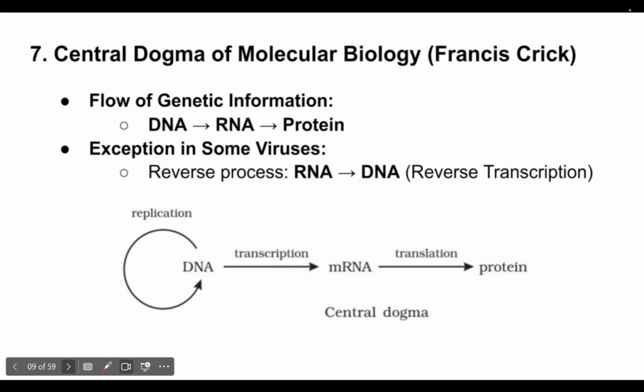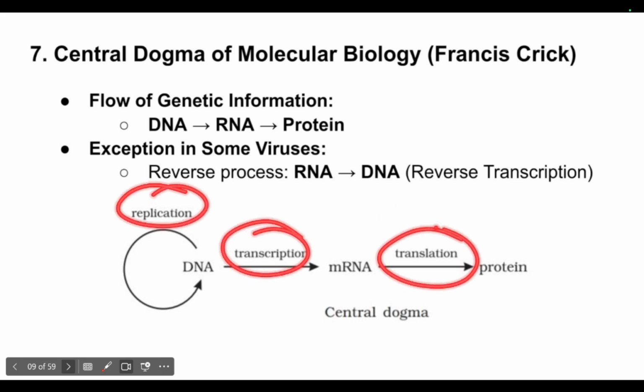So this is a central dogma in which DNA can replicate itself, and the process is called replication. DNA can undergo transcription and it can get converted into mRNA. mRNA gets translated into protein. So these all three processes come under central dogma.